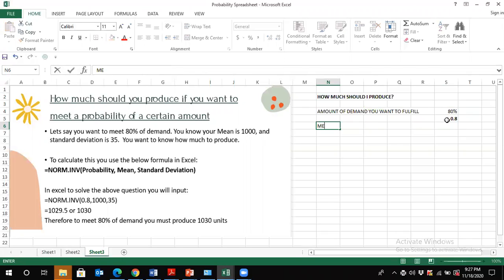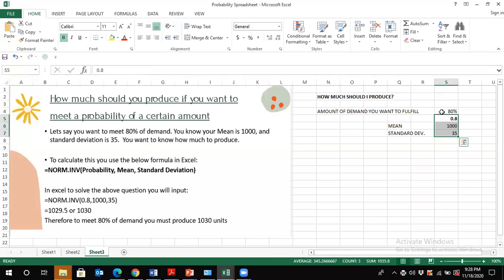Next, you are going to be given the mean. And the mean in this question is 1,000. I'm actually going to take this and write that over here. And finally, you are going to be given the standard deviation. I'm just calling it standard dev, and that over here in this example is 35. So basically you have 3 pieces of information.